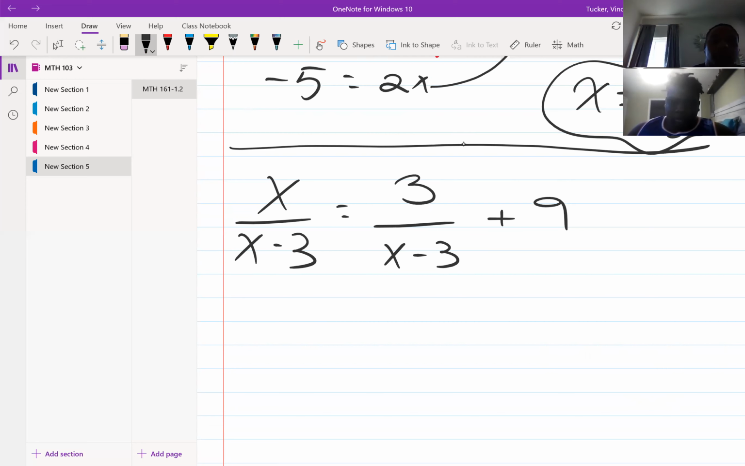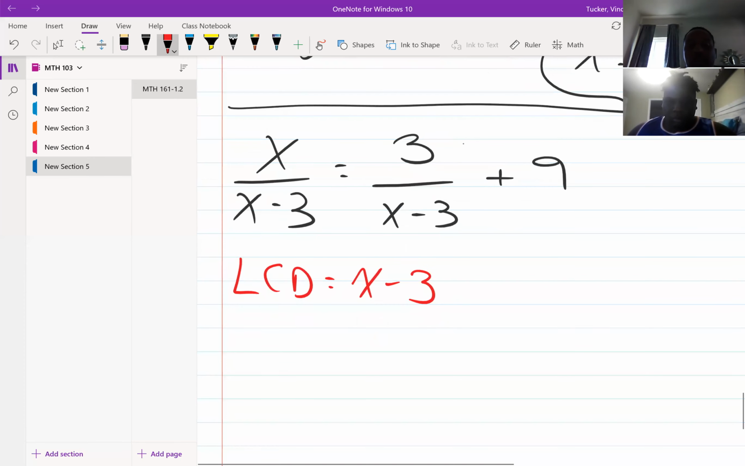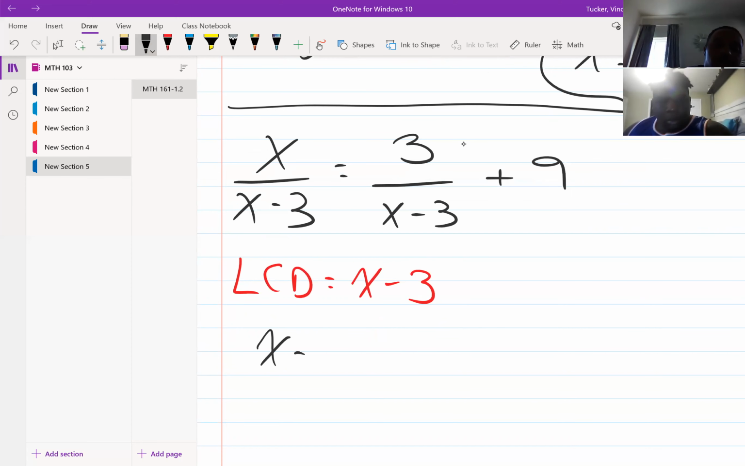All right. So first thing we need to do, find the LCD. Notice that we only have one denominator. In this case, that is x minus 3. So it's okay for you to have a quantity as a denominator. That's what rational expressions are about. So x minus 3, a quantity or expression, I should say, is our common denominator. And we're going to take that x minus 3 and multiply it to each numerator.